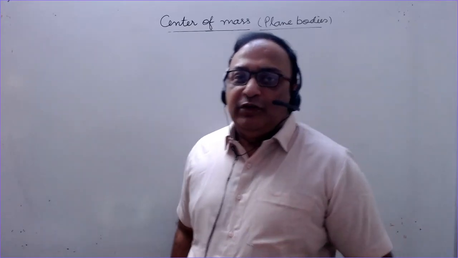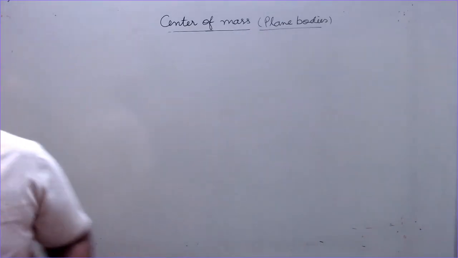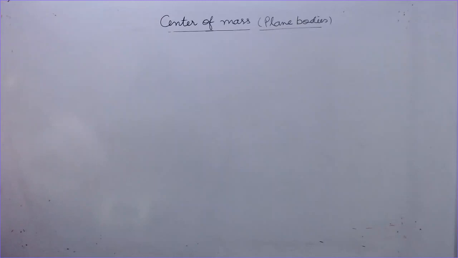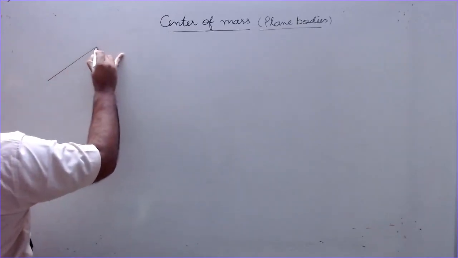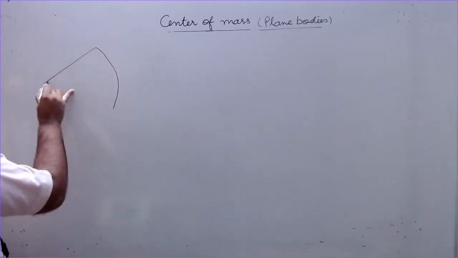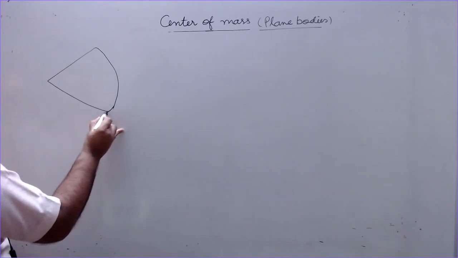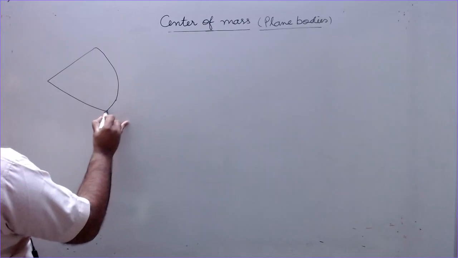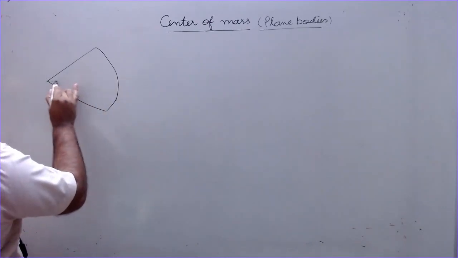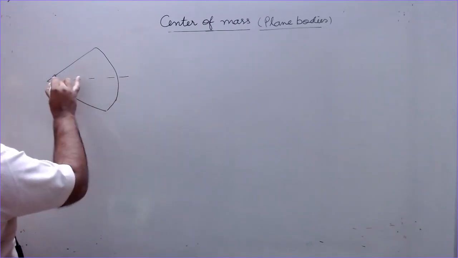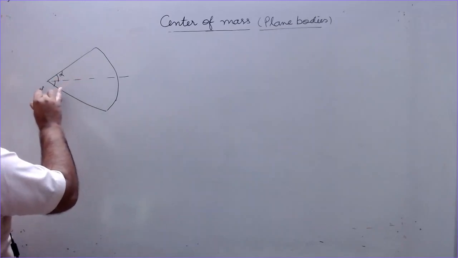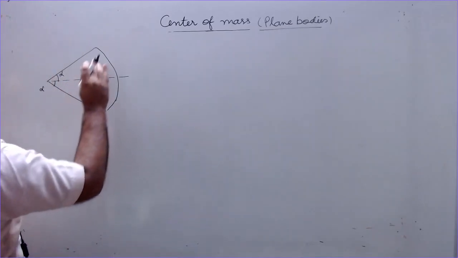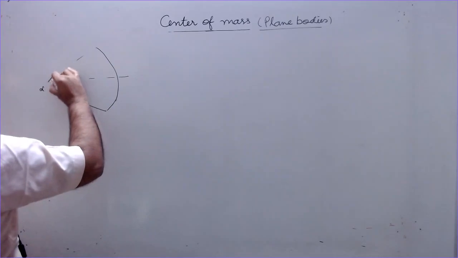Hello, and now we have to find the center of mass of the two-dimensional planar body, also known as lamina. Let us first take an example. The lamina is in the form of a sector of a circle which is subtending an angle, suppose 2 alpha, at the center. This is alpha, this is also alpha. So our procedure remains the same.